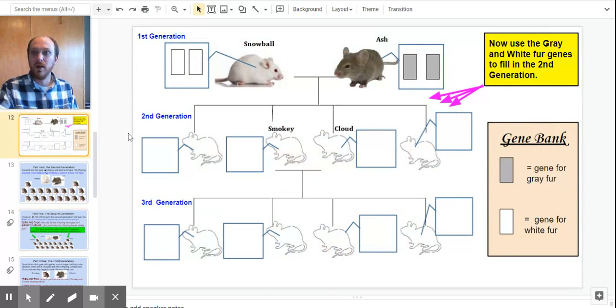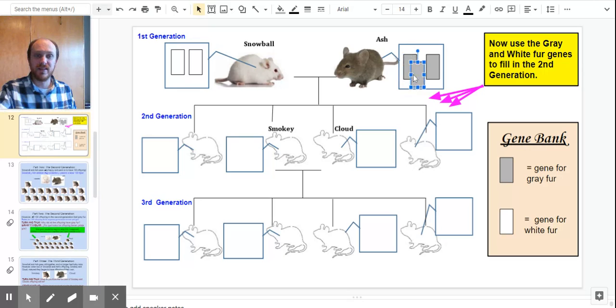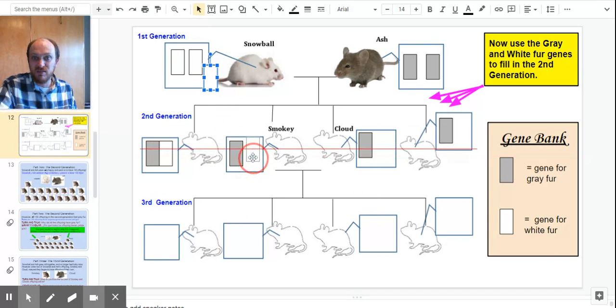Okay, so if I assume you tried already, I'll walk you through this. Ash must have passed on a gray gene to every baby. Every baby gets a gene from dad for fur color. But the only gene that dad could send on is a gray gene. Same thing for mom. Snowball is mom, and she's going to give one of her genes to each of her babies. But she only has a white gene. And so each of her children is going to get a white gene. Okay?